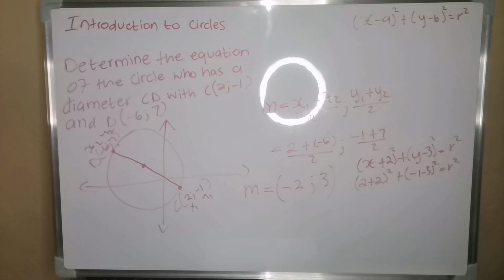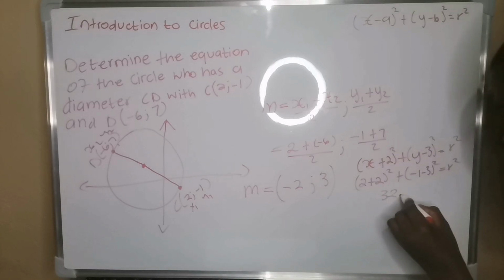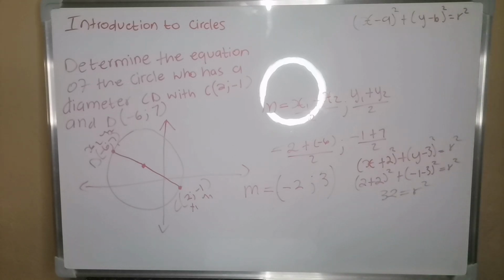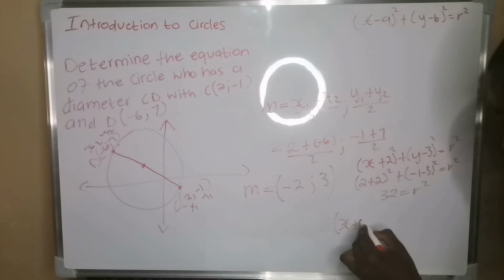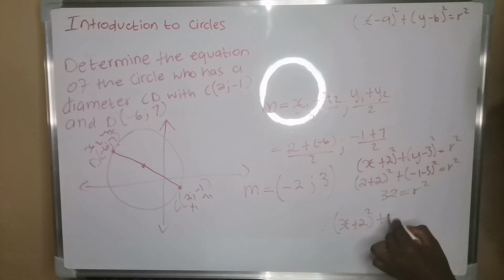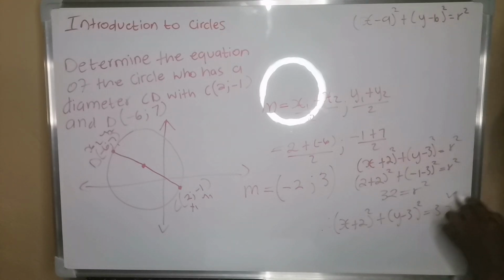16 plus 16 is 32. So you have 32 equal to r squared. There's no need for us to find r specifically, because our equation already uses r squared. So let's leave it like this: 32 equal to r squared. Then our equation is (x + 2)² + (y − 3)² = 32. This is our equation.